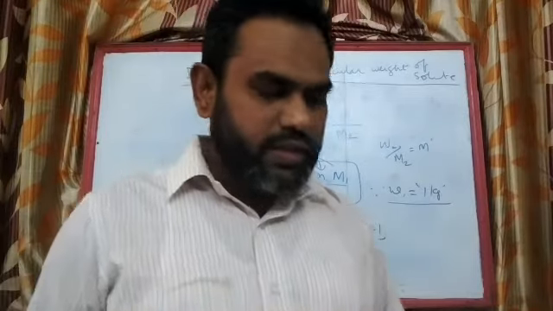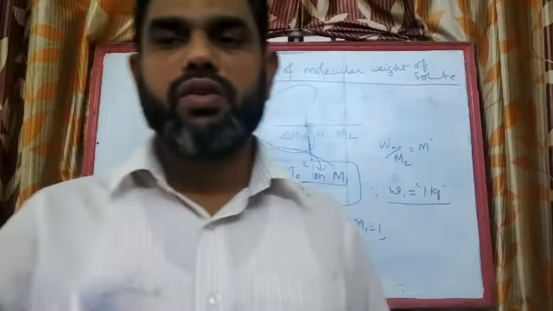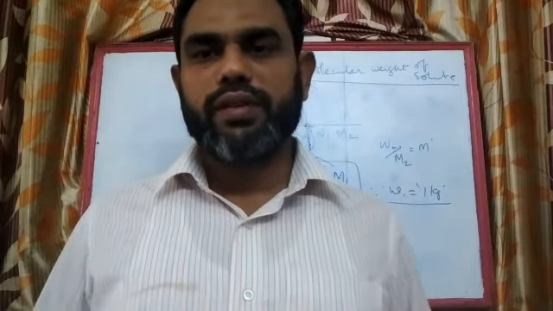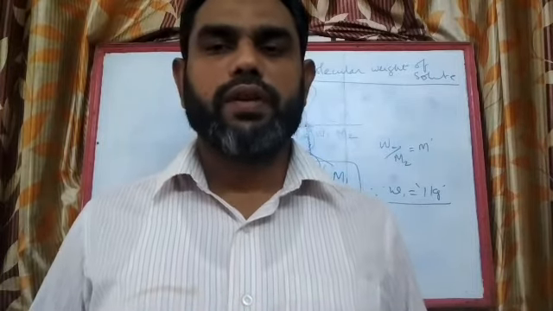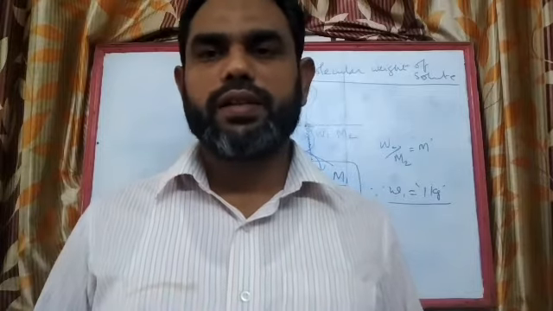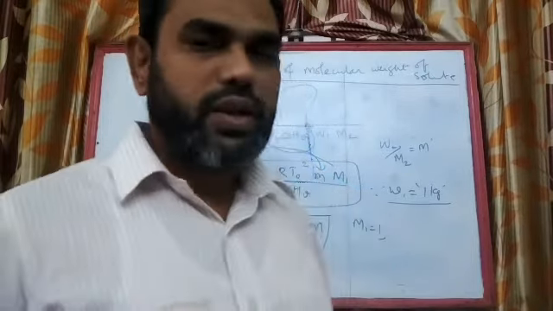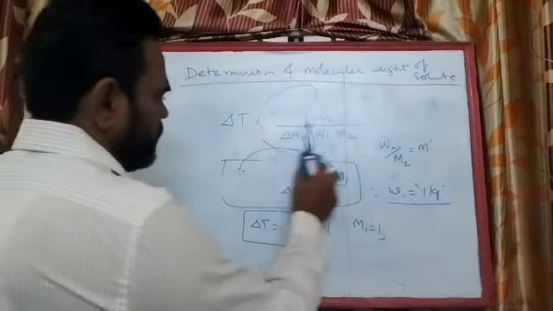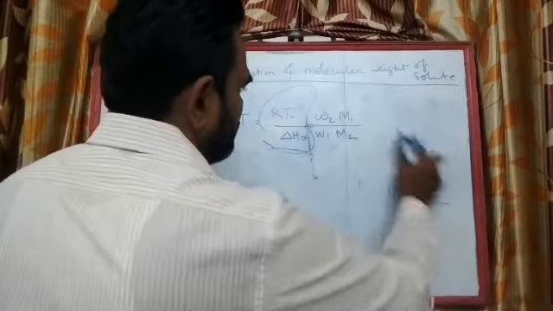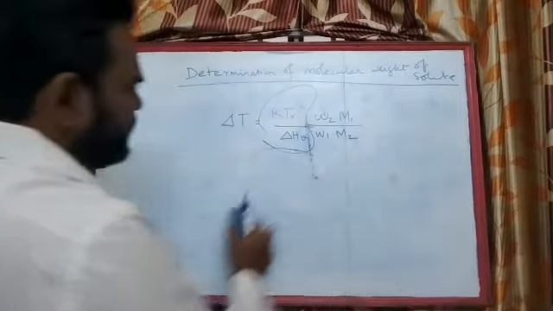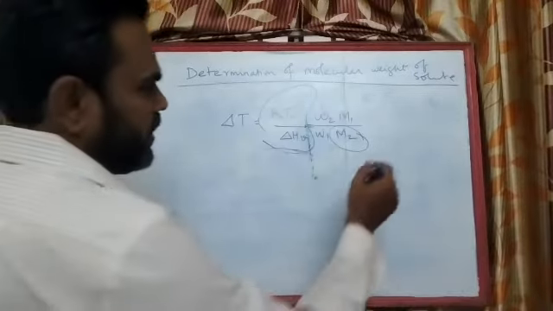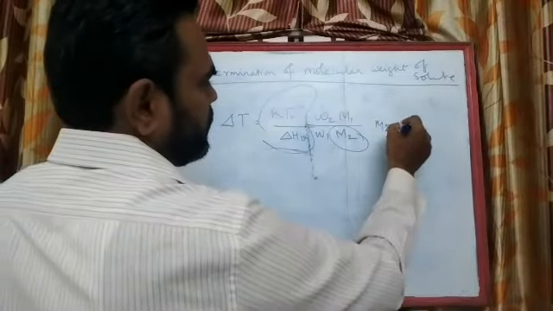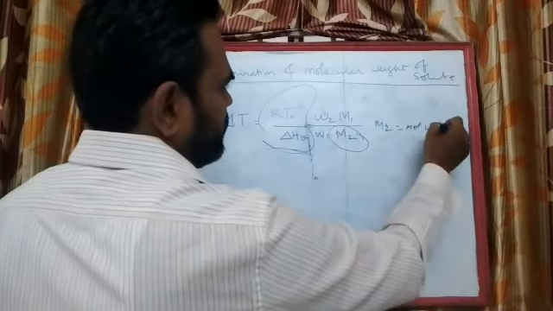Now let us discuss how to find the molecular weight of an unknown solute. Suppose you are given a solute whose molecular weight is not known, and you are provided with the ebullioscopic constant of a particular solvent. You can then calculate the molecular weight of the unknown solute. So here is the formula. Look at this. This equation can be rearranged to find M2, the molecular weight of solute.